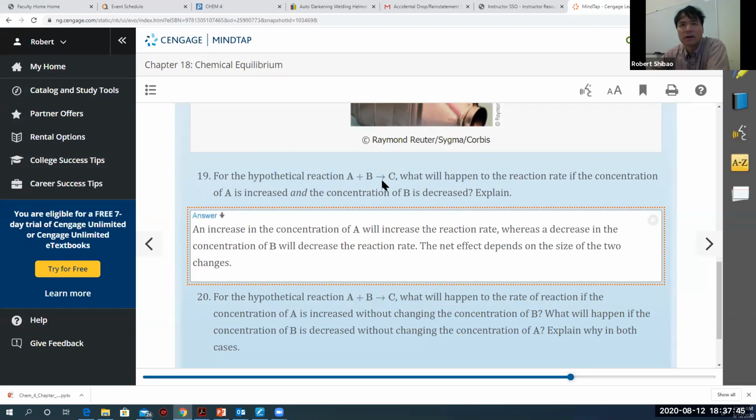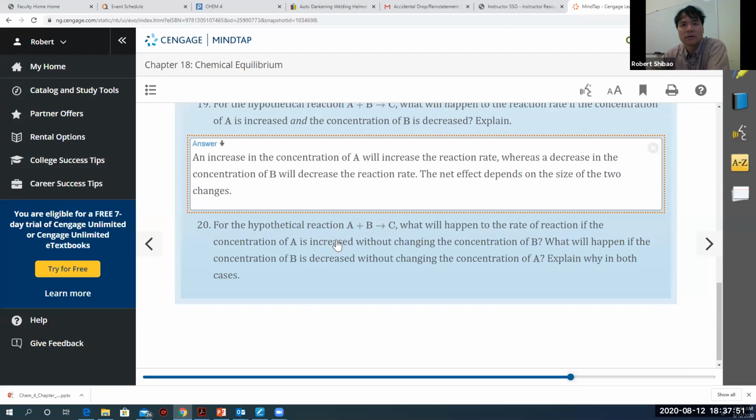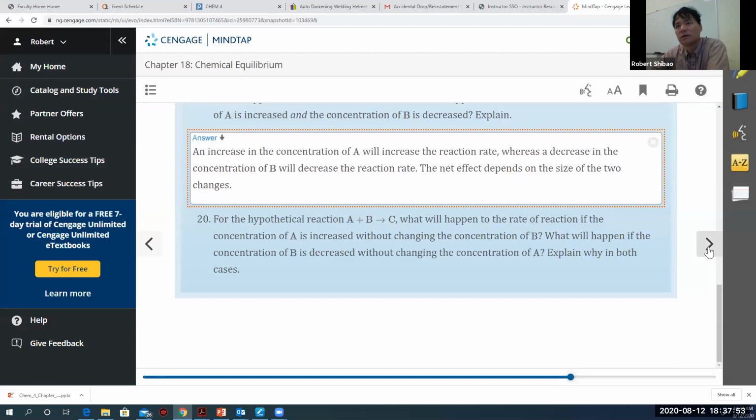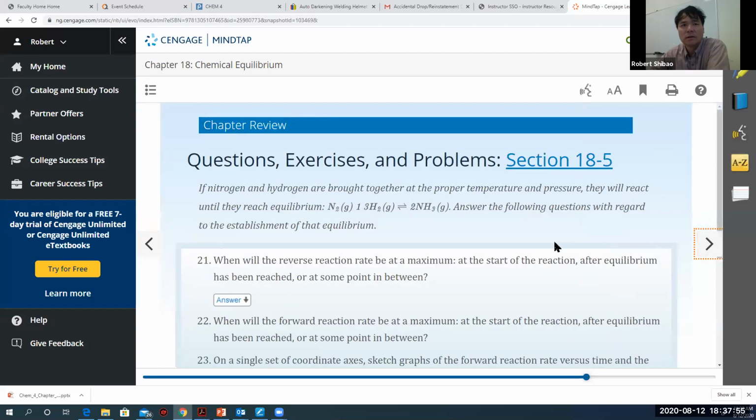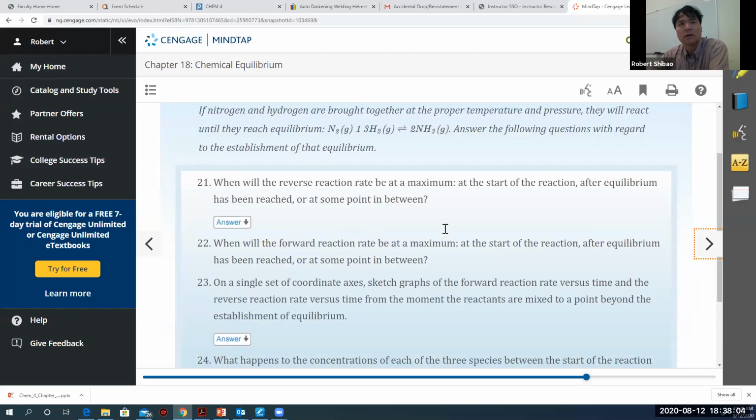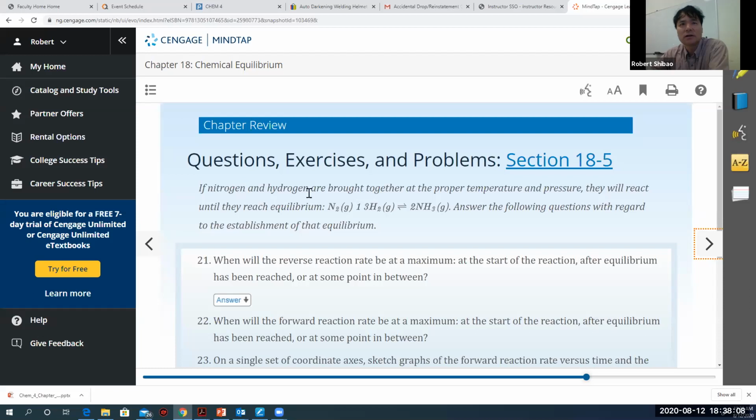So people are really after the mechanism and the transition states. How does it transition from one state to another? There's a transition state. And so this is why people use Spartan to analyze different hypothetical transition states. When will the reverse reaction, okay, let's see, in nitrogen and hydrogen brought together.